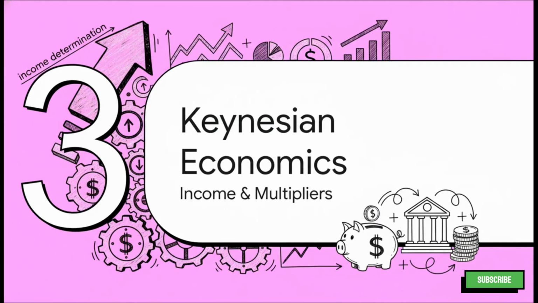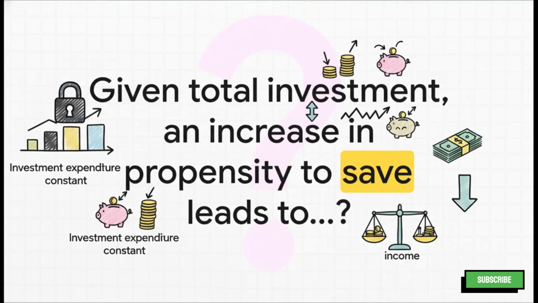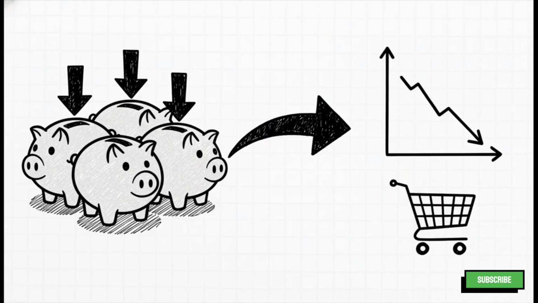All right, time for our final section, and it's a big one, Keynesian economics. We're going to dive into some really fundamental ideas about income, multipliers, and the role of monetary policy. Okay, picture this. Investment spending in the economy is stable. It's not changing. What happens to the overall national income if people suddenly start trying to save more of their money? Well, you might think saving more is always good, but here's the twist. Income actually goes down. This is what we call the famous paradox of thrift.